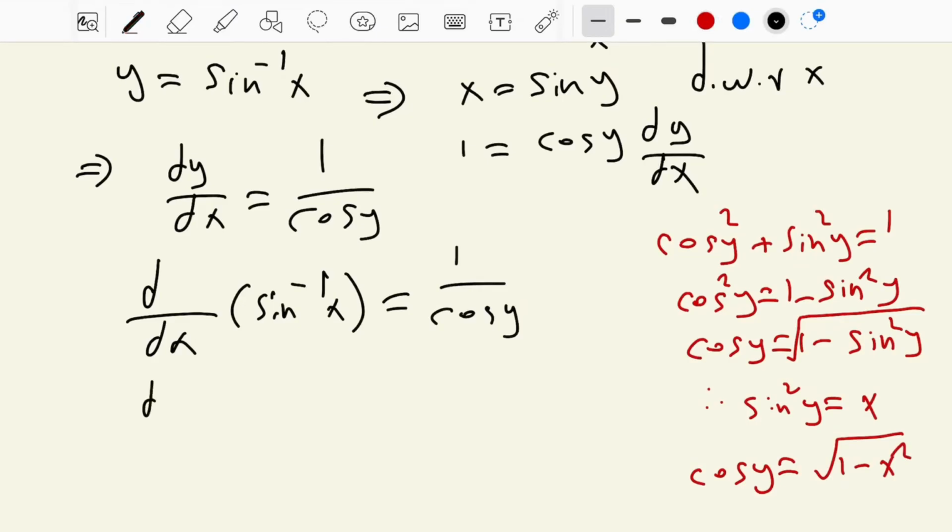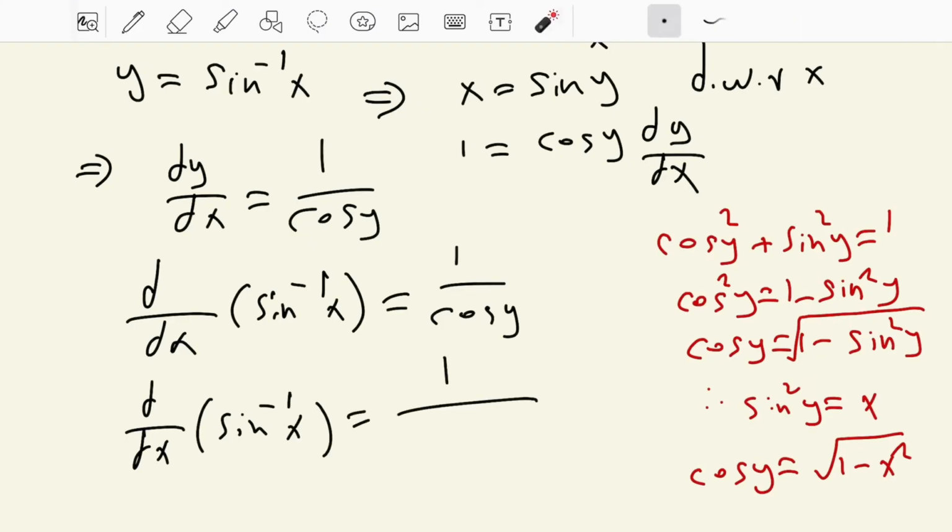Put it here. d/dx of sine inverse of x equals 1 over cosine y, where cosine y equals the square root of 1 minus x squared.